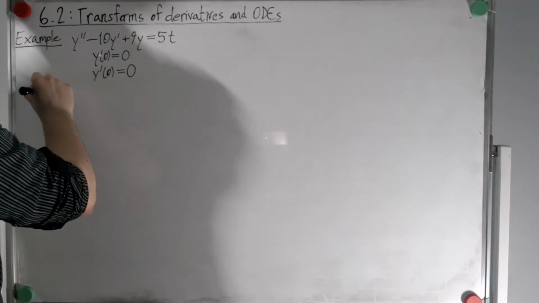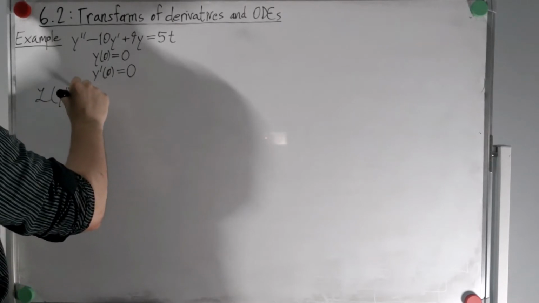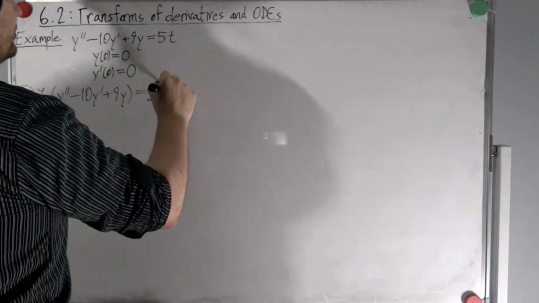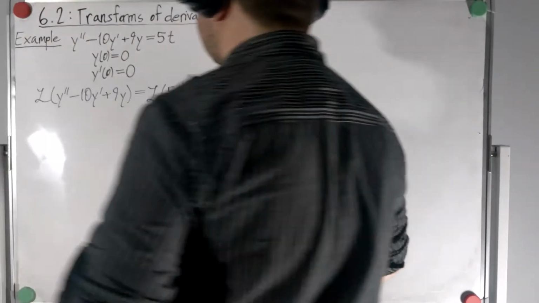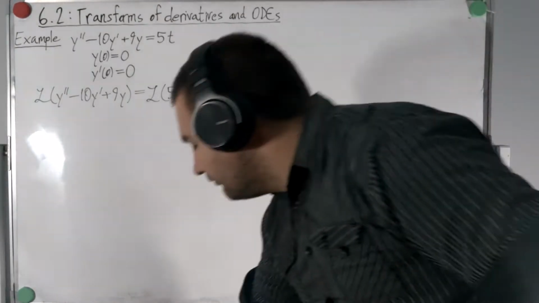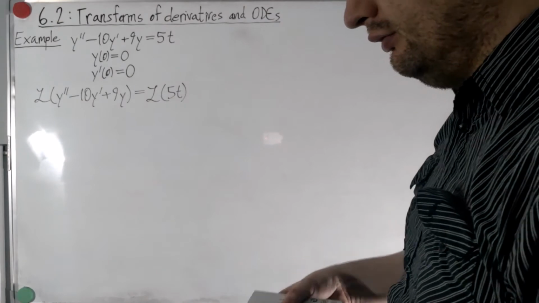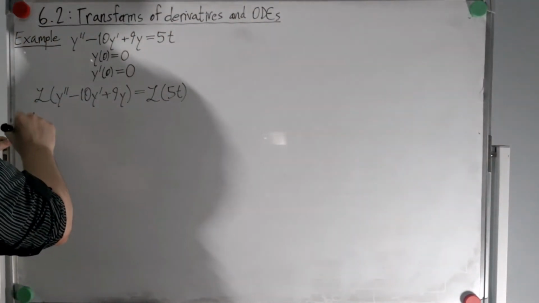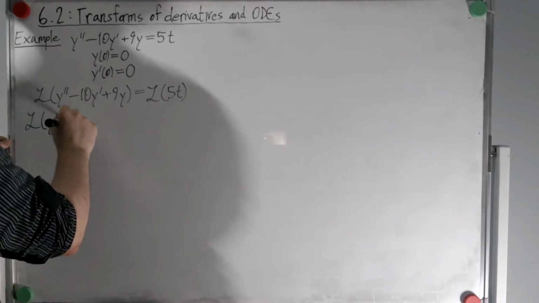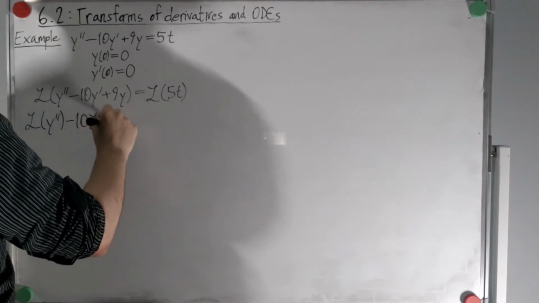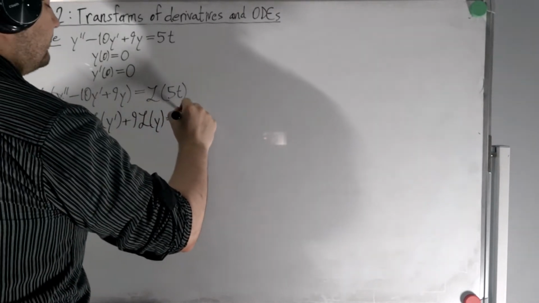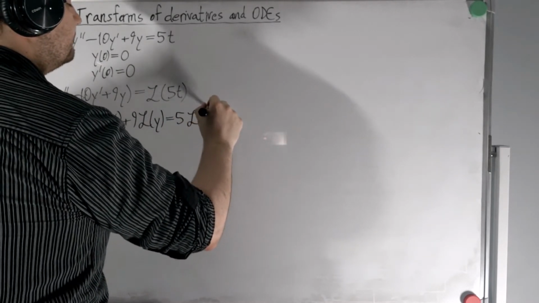So, you take the Laplace transform of both sides, y prime prime minus 10y prime plus 9y equals Laplace transform of 5t. Then the Laplace transform operator is linear, so we can get Laplace transform of y prime prime minus 10, Laplace transform of y prime plus 9, Laplace transform of y equals 5 Laplace transform of t.